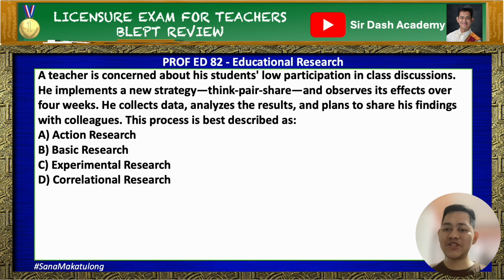Prof Ed 82, Educational Research. A teacher is concerned about his students' low participation in class discussions. He implements a new strategy, think, pair, share, and observes its effects over 4 weeks. He collects data, analyzes the results, and plans to share his findings with colleagues. This process is best described as A. Action research, B. Basic research, C. Experimental research, or D. Correlational research. Pause this video and try to answer it on your own. Go!